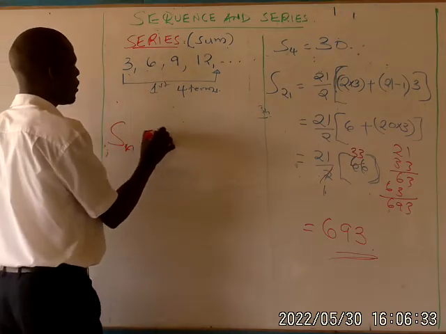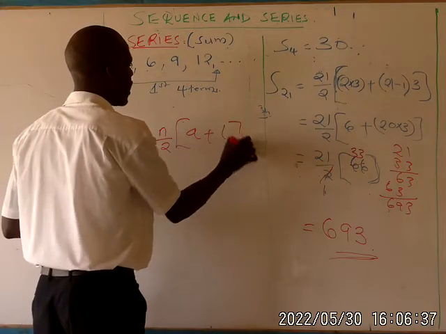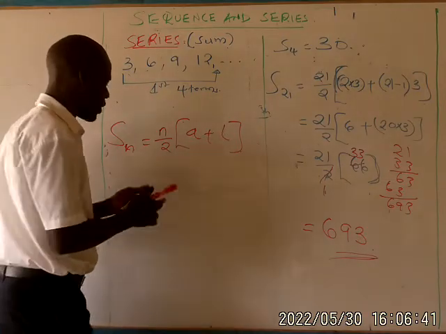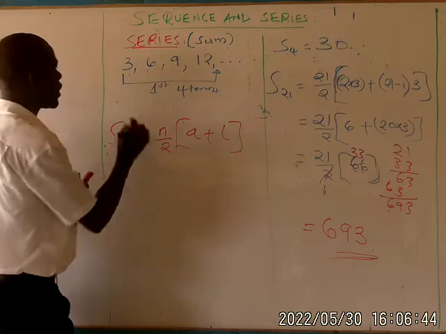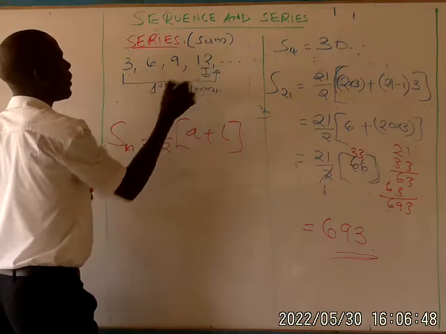Sn can be given as n over 2. The way we did is a plus the last term. If you are given the last term, then you apply this formula. So this formula is S. Let us consider our values here. This one is the fourth, and we have 12 there.